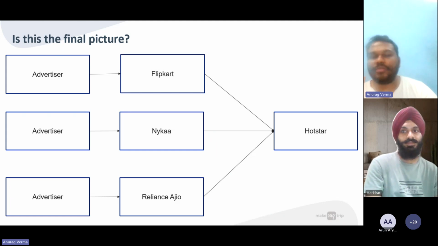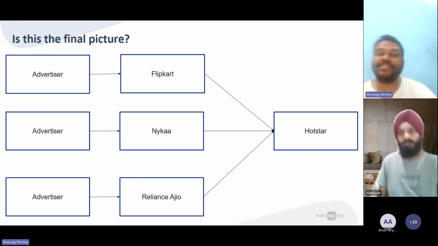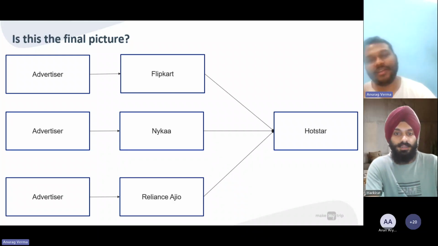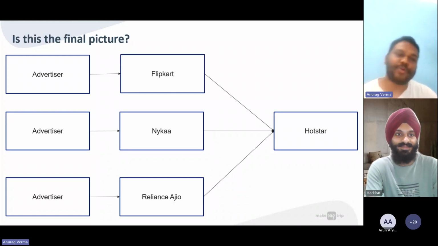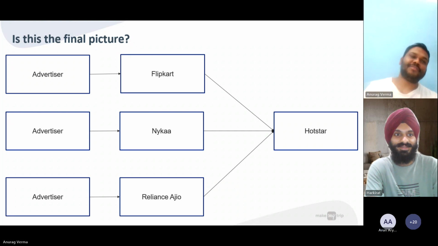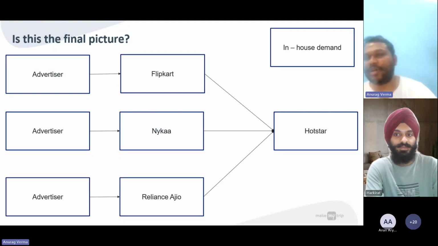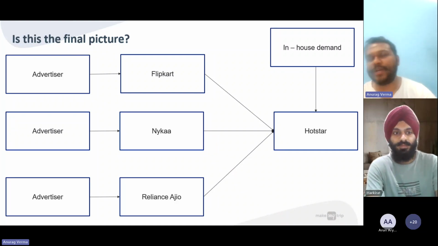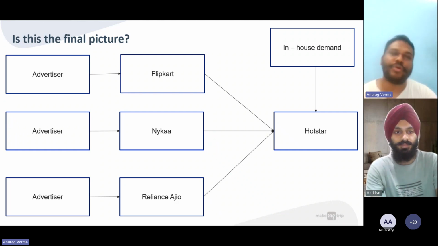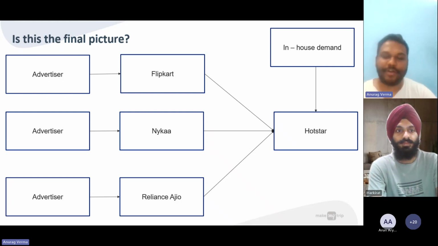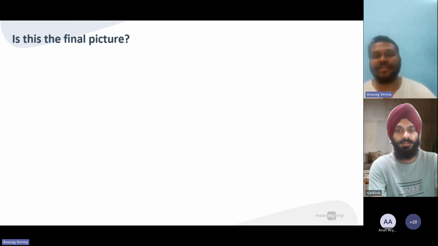All right. So this is Hotstar's perspective, but this is still not the final picture. So let's look at the other picture. Obviously, there's third party demand coming from Flipkart, Nykaa, Reliance Agio, but my direct demand is also there, which my ad sales team are going out and selling. That's a small point, but that pipe is also there. But this is still not the final picture. There's still one more layer to it.